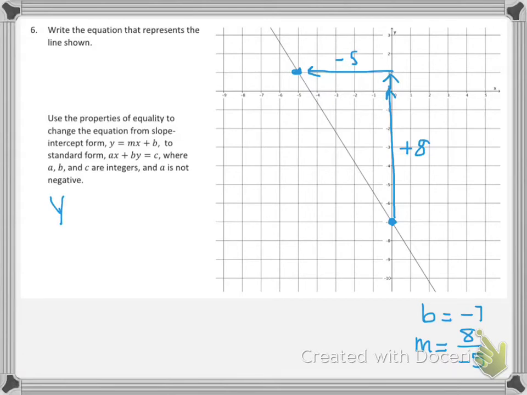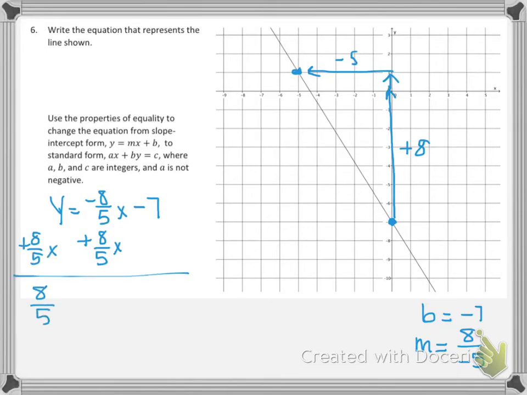Slope-intercept form. y equals -8/5 x minus 7. And then add 8/5 x to both sides, and we will get standard form. 8/5 x plus y equals -7.